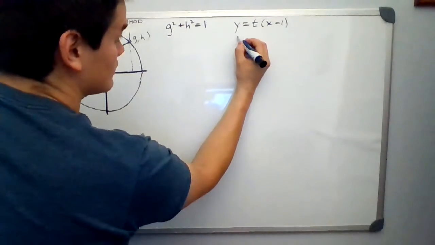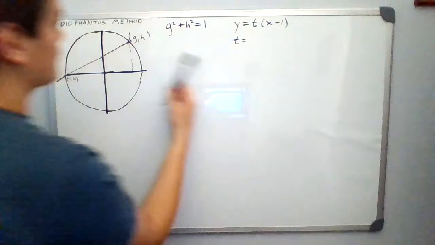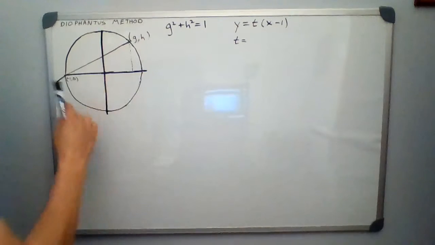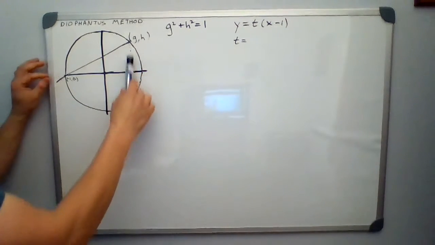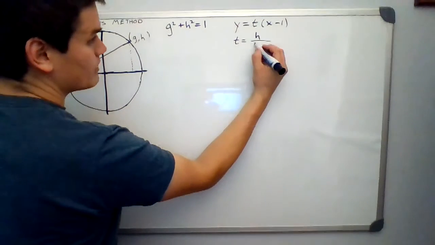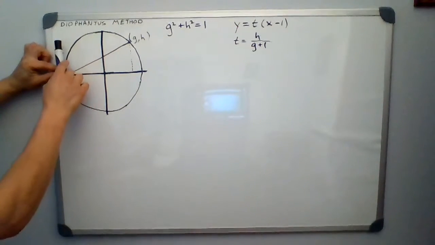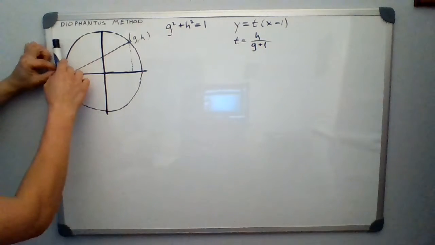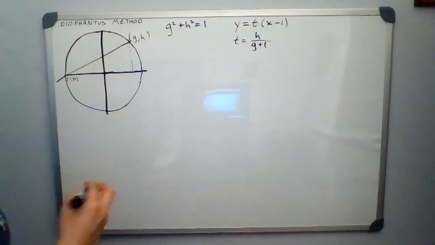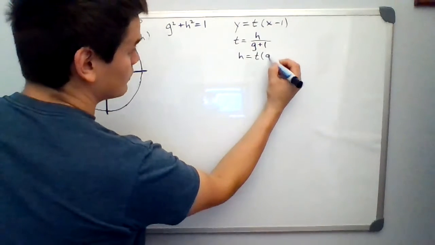So what does t equal? If I have this point, what do I know t is going to be? It's going to be the slope of that line, and the slope is the change in y over the change in x. So it's going to be h divided by g plus 1. For instance, going from this point to that point, I go h up and g plus 1 over. So h over g plus 1. This gives me h is equal to t times (g plus 1).